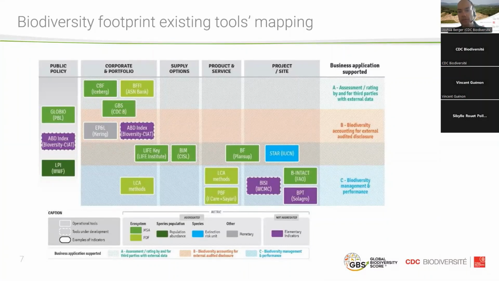So that's a very specific business application. That's, for instance, having companies assessed by ESG rating agencies. Only a limited number of tools allow that. Then the second business application on the chart is biodiversity accounting for external audited disclosure. For instance, that's the reporting for the Corporate Sustainability Reporting Directive of the EU or TNFD, which can be audited by third parties, which requires specific data collection, etc. And then all the other business applications are grouped here in biodiversity management and performance.